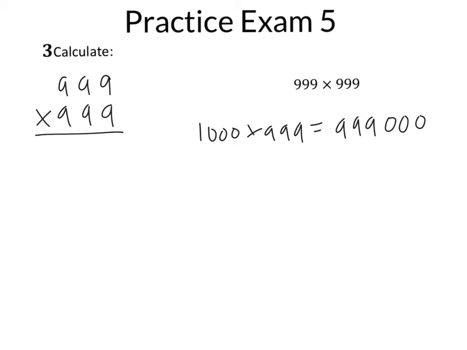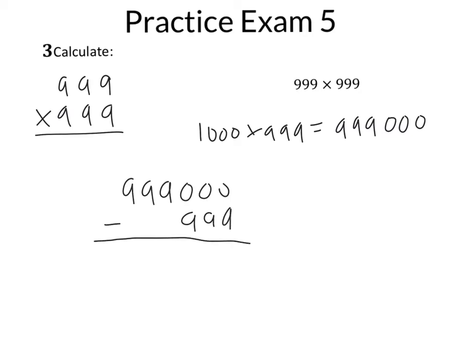And I know that this is only 999s. It's not 1,000 of them. So I've got to take 999 off this. So 999, 0, 0, 0, and subtract 999. Now, that's not easy either, to be honest.